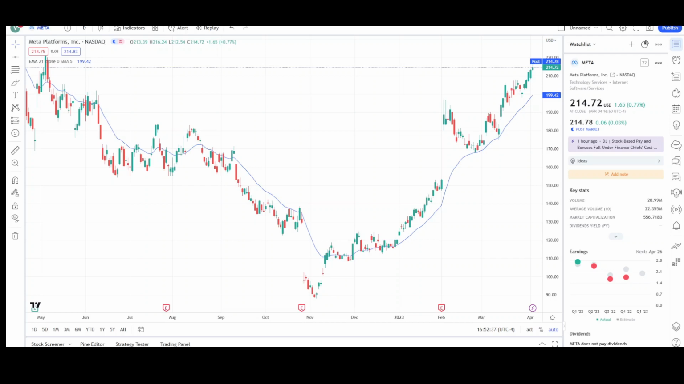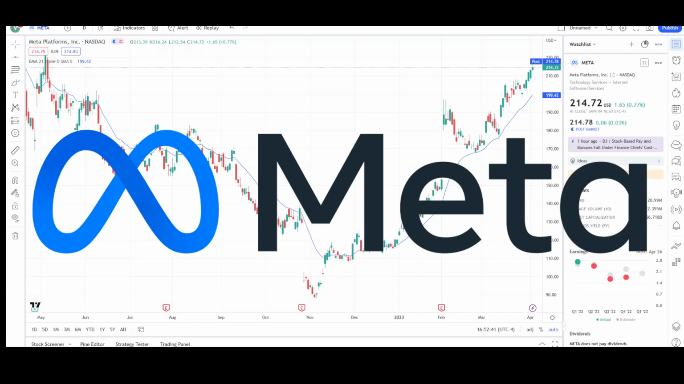What's up, traders? This is Vee Trades, and today I will be doing a technical analysis breakdown for Meta Platforms with the ticker symbol META.